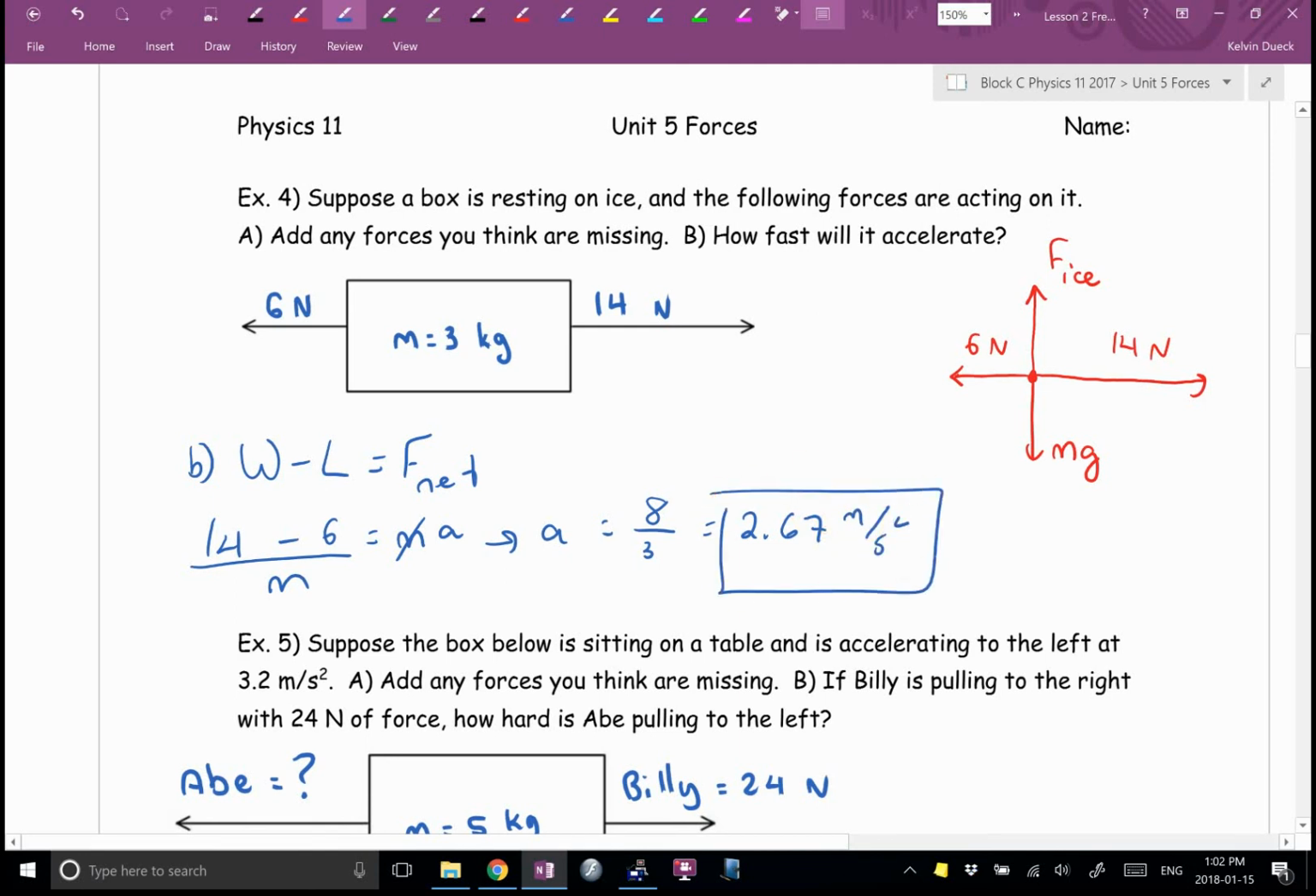Okay, there's the magnitude. If they wanted a direction, which way must this thing be accelerating? What does Newton's first law say? It has to be accelerating in which direction? To the right. Why? Because that's which way my unbalanced force is.